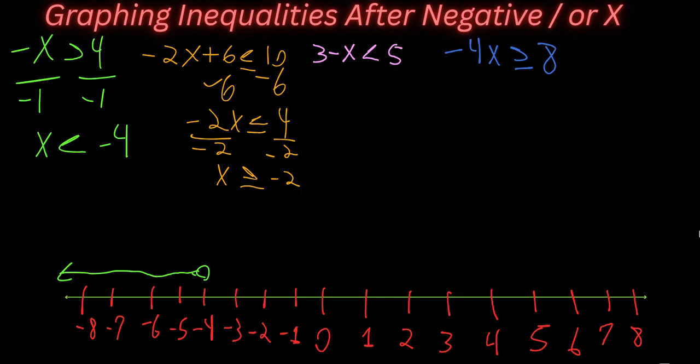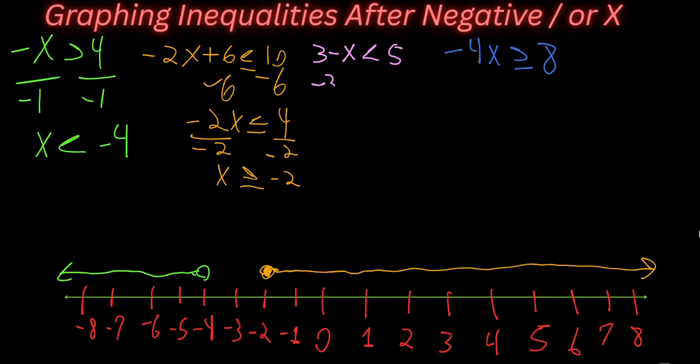Now we find that x is greater than or equal to -2. We can pop it right there. The circle is shaded because it's greater than or equal to. And then we stretch a line in this direction towards positive infinity.